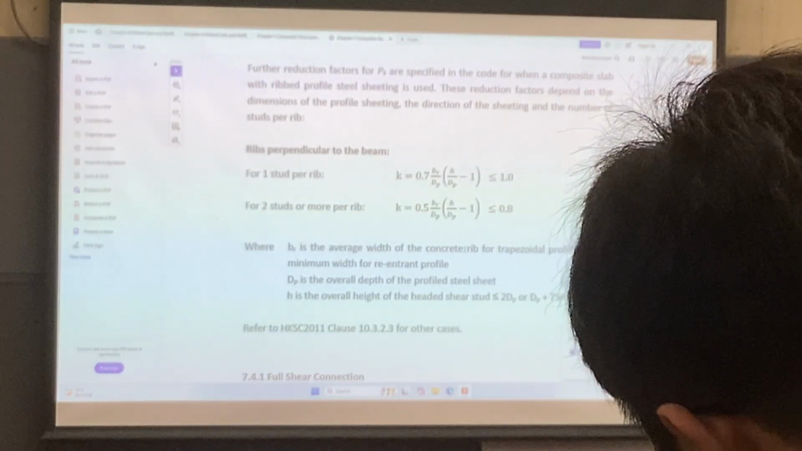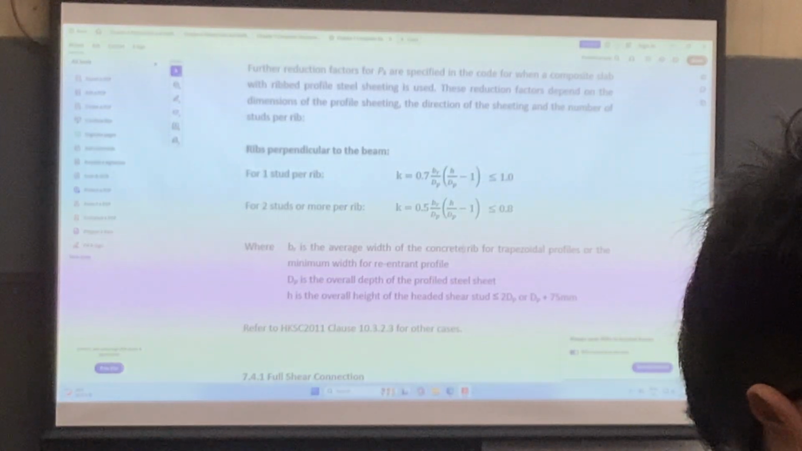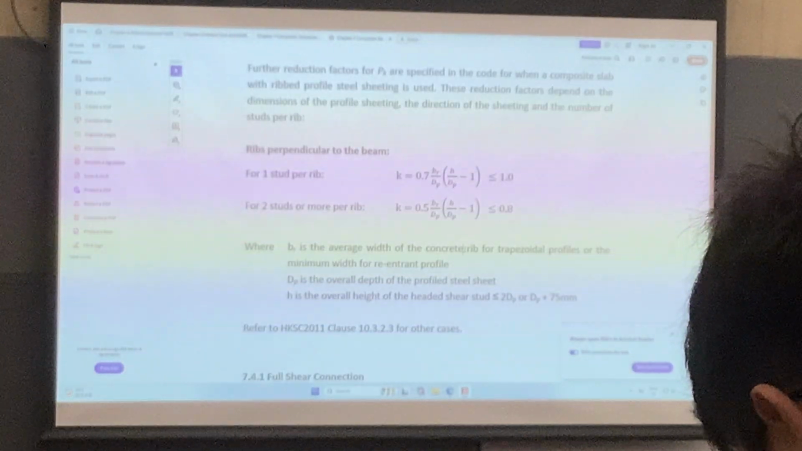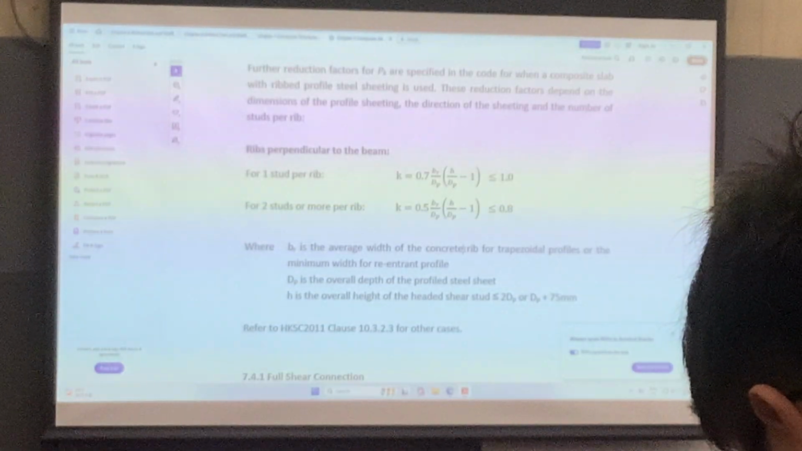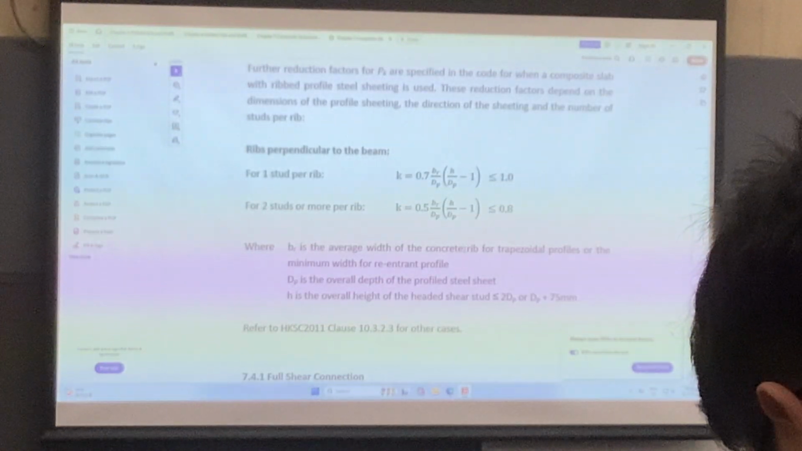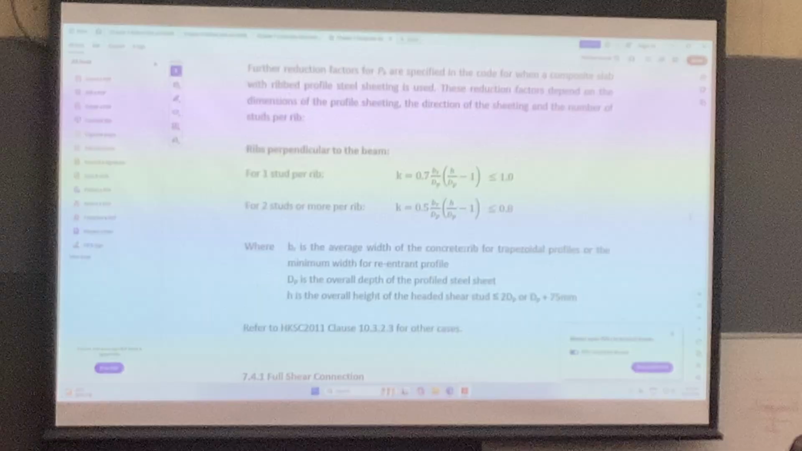Sometimes we will do one shear stud. Sometimes, depending on the situation, we will do two shear studs. Okay, so this one is 2, and then the K value is not the same. So this is the width of the top. This is the width of the top.